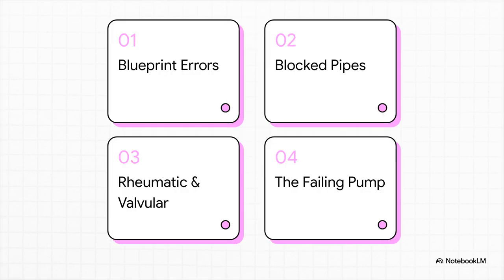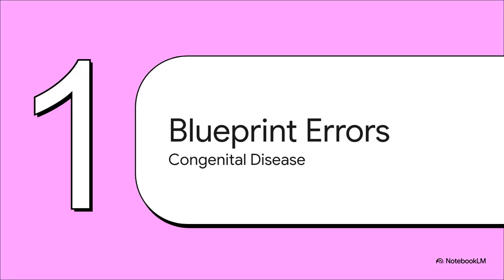Well, here is the roadmap for our explainer today as we mechanically break down these failures. 1. Blueprint errors covering congenital disease. 2. Blocked pipes, focusing on ischemic disease. 3. Rheumatic and valvular diseases. And finally, number 4, the failing pump, basically heart failure. So, let's kick things off with Section 1, Blueprint errors, or congenital disease.